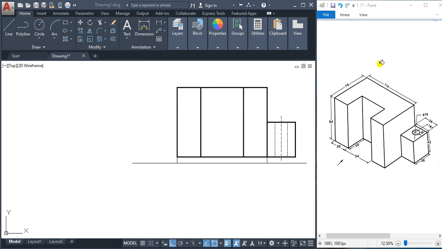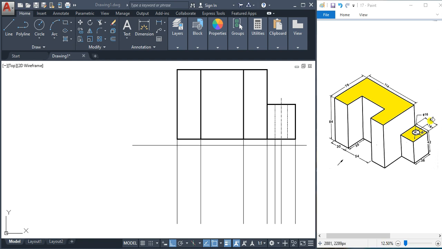In this direction, in the top view, the surfaces which are visible are this surface, and here this surface, and here we have to draw this hole also, a circle represents the hole here. So first of all, let us draw the projection lines from all the required points here. Now we will first draw this surface.